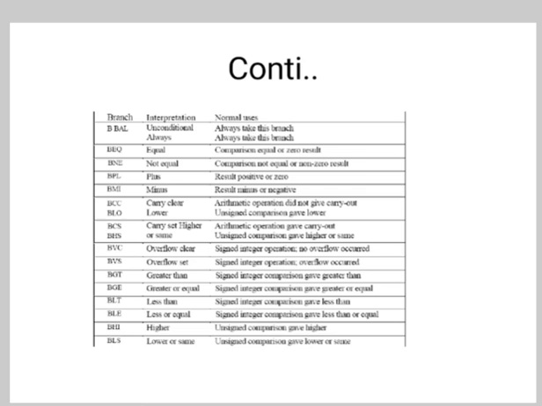So next is the branch conditions. For branch conditions there are a variety of branches like B, BAL, BEQ and so on. First we will see branch. In branch it is B. Interpretation is unconditional and normal uses: always take this branch. Second is BAL, that is always take this branch.